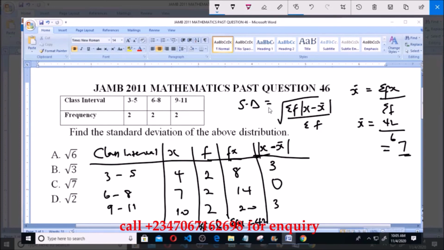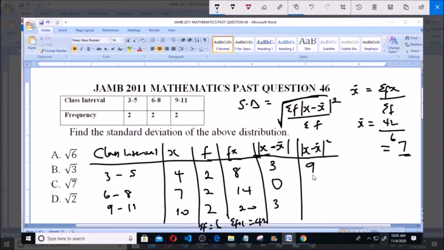Okay, sorry, this is the standard deviation formula. The formula for standard deviation is the root of summation f times the absolute value of x minus x bar, squared, all over summation f. Take note of the square. So the next thing we are looking for is the square of this, that is x minus x bar squared. Now 3 squared gives us 9, 0 squared gives us 0, and 3 squared gives us 9.